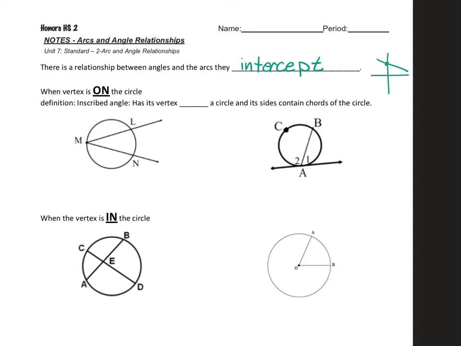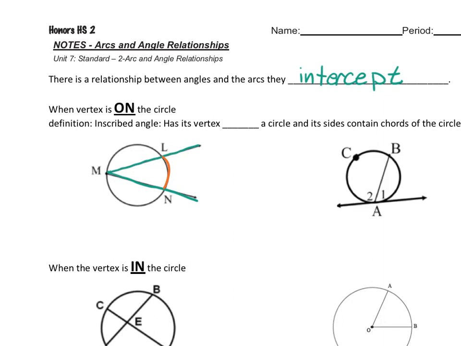So if we're talking about an angle and the arc it intercepts, let's look at our first one here. Here is the angle, and the arc that it intercepts is this arc right here. All right, so in this video, we're going to specifically concentrate on when the vertex is on the circle. In these two images below, you can see that the vertex is on the circle. Let's find the vertex on each of them. The vertex for the circle on the left is M, and the vertex for the circle on the right is A.